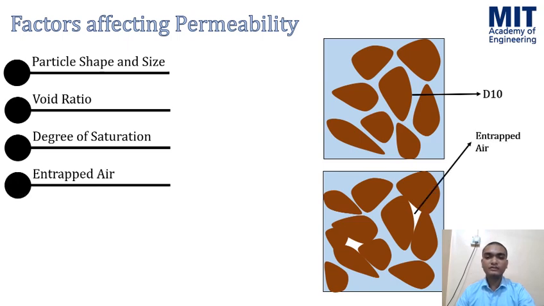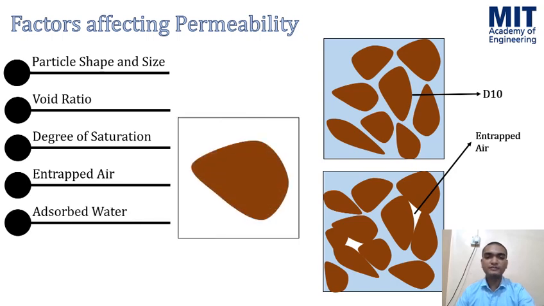The next point is entrapped air and organic impurities. The organic impurities and entrapped air obstruct the flow, and the coefficient of permeability is reduced due to this presence. And the last point is adsorbed water. Adsorbed water means a thin microscopic film of water surrounding the individual soil grain. This water is not free to move and hence reduces the effective pore space and thus decreases the coefficient of permeability.